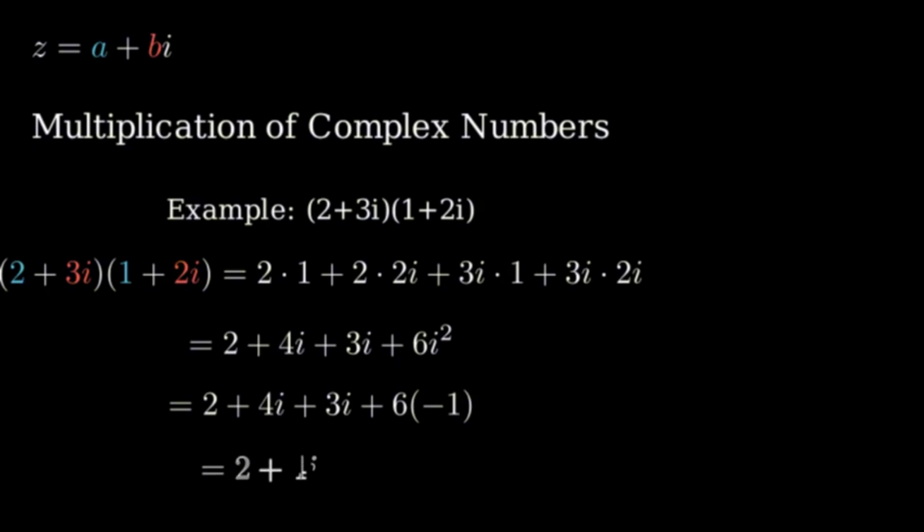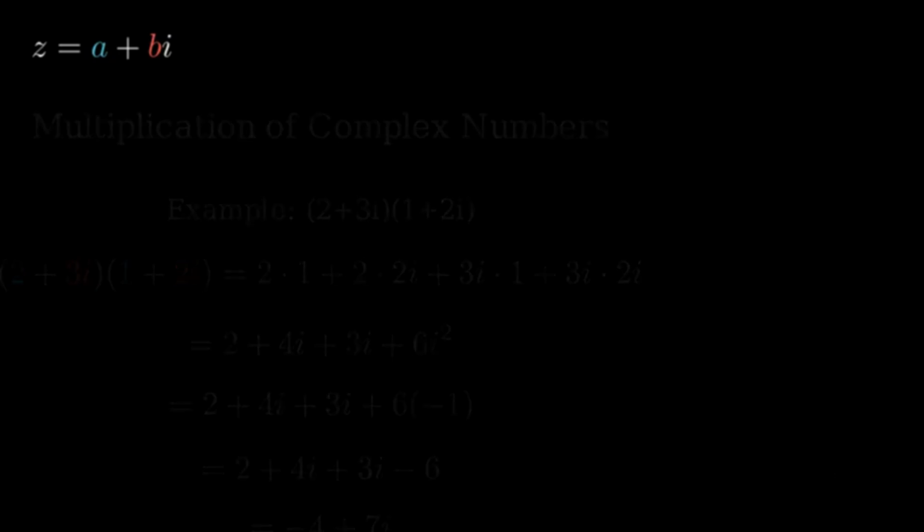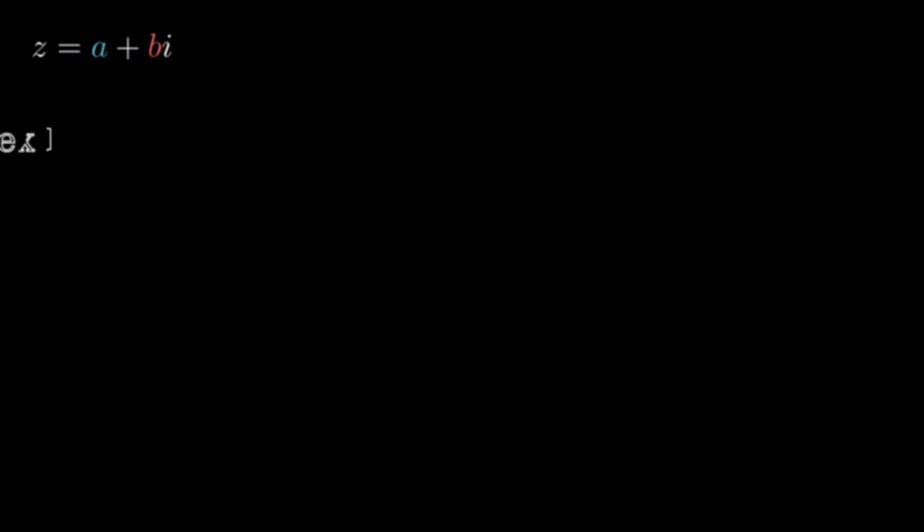Now comes the key insight. i squared equals -1. So 6i squared becomes 6 times -1, or -6. This simplifies to 2 plus 4i plus 3i minus 6. Now we need to combine like terms. For the real part, we have 2 minus 6, which equals -4. For the imaginary part, we have 4i plus 3i, which equals 7i. So our final answer is -4 plus 7i.